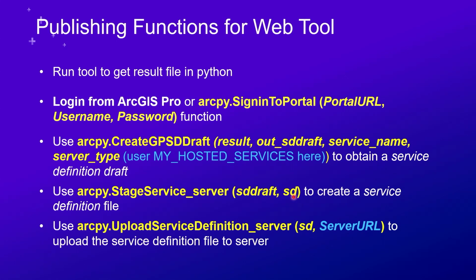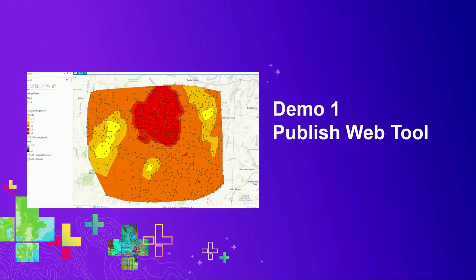With that, then you call the upload service definition. You pass this service definition and provide your server URL of your portal. That's a federated server URL. And then you upload to the server and unpack it, ready on the server to be used. Okay, so next, let's look at the demo. The first one I will show is publish web tool.